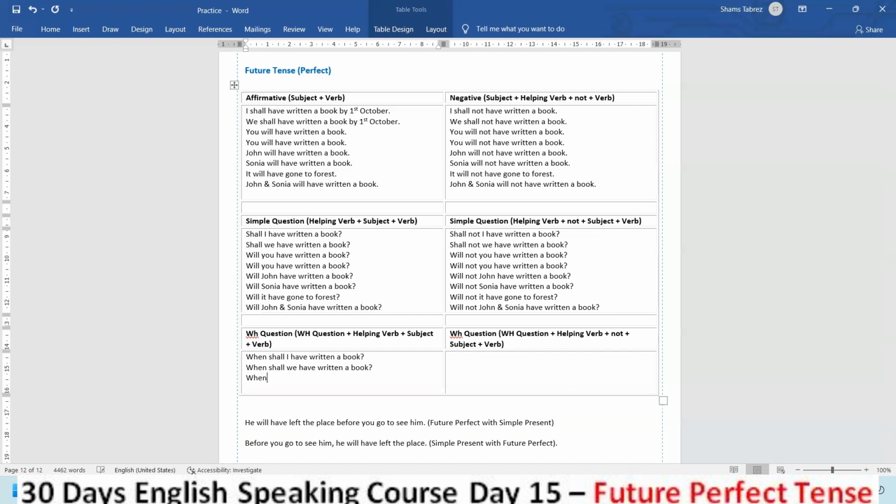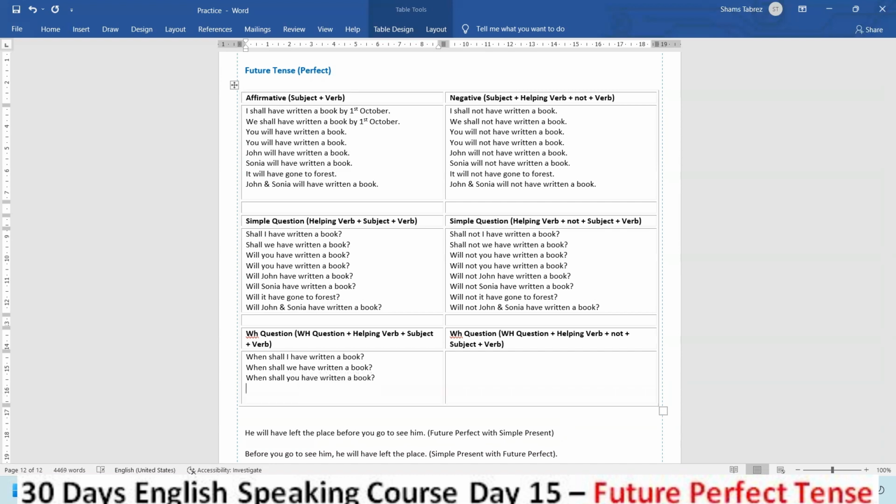When shall you have written a book? When will, right? So this is the second person, so second person takes will. When will you have written a book?